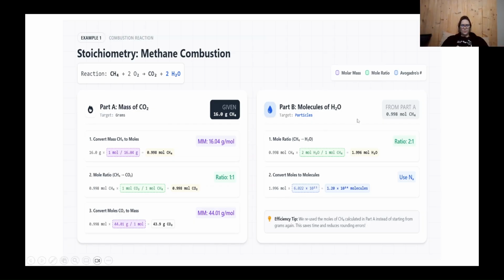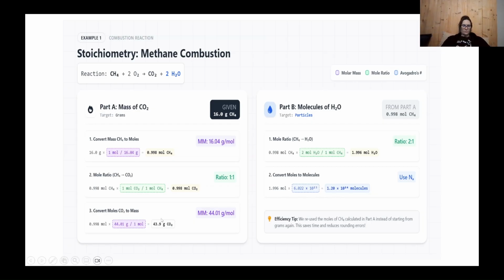Here's another example with water. If you are looking for the mass of water produced rather than carbon dioxide, you could do the same type of thing. Instead of using our 1-to-1 ratio, though, we produce 2 moles of water for every 1 mole of methane. So we'd multiply by 2 at this step in order to get moles of water, and then multiply by Avogadro's number to get however many molecules of water that we produce.